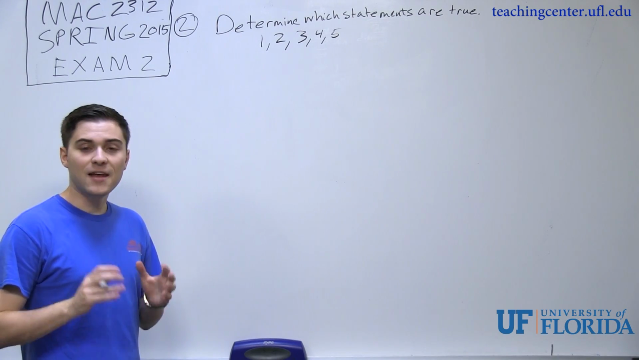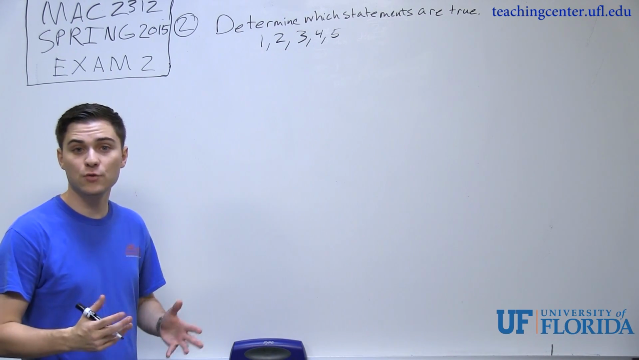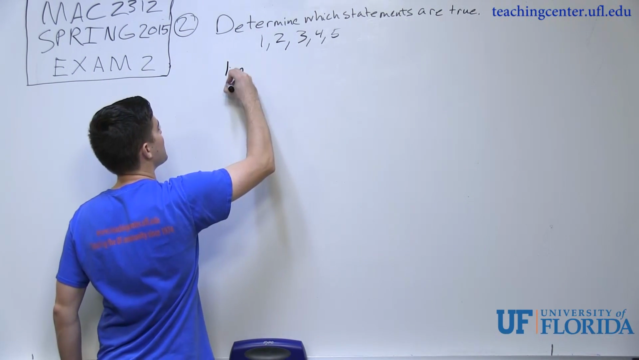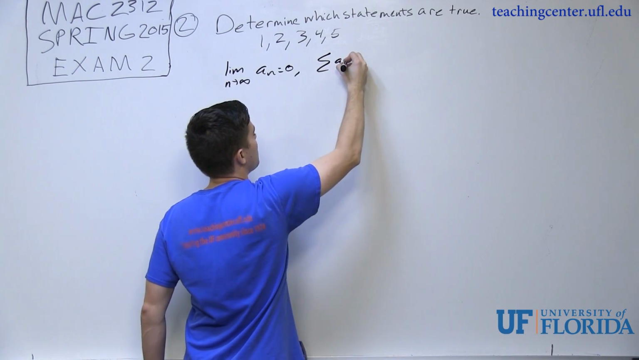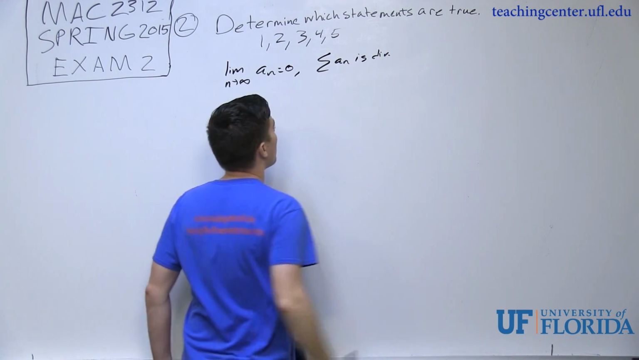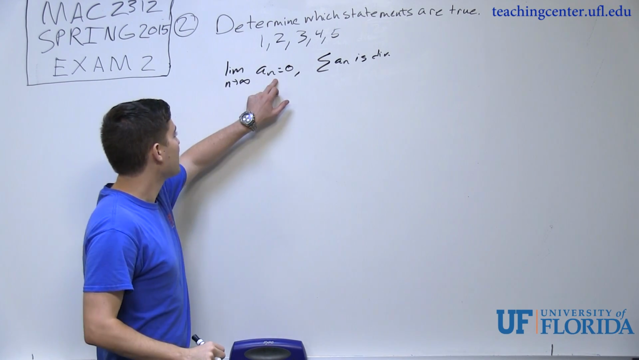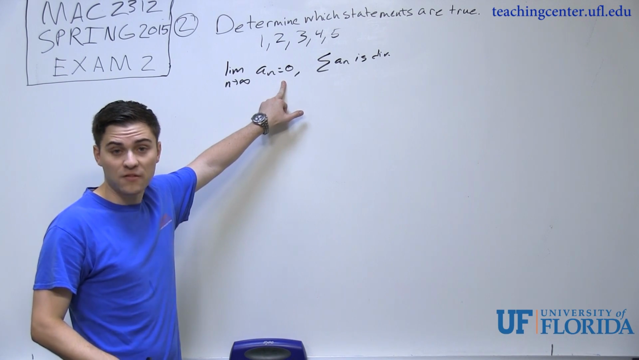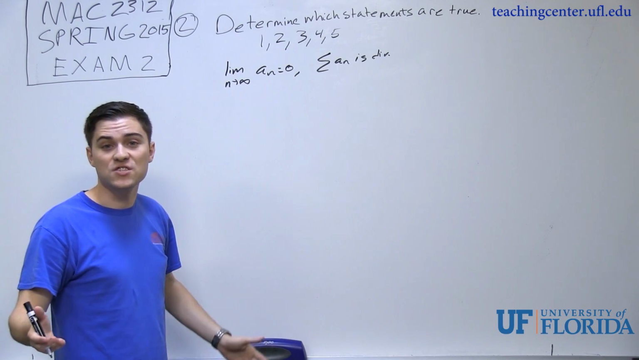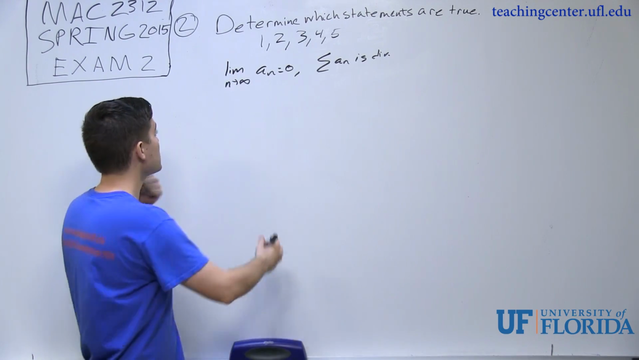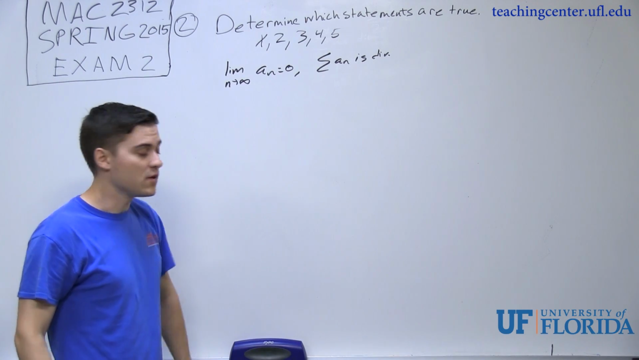So the first statement says that if the limit of a sub n is equal to 0 as n approaches infinity, then the series of a sub n should be divergent. Well, according to the test for divergence, if I take the limit of a sub n and it is not equal to 0, then the series of a sub n is divergent. If it equals 0, the test for divergence tells us nothing, and we have to try another test. So this statement is false. If it was not equal to 0, then this statement would be true.